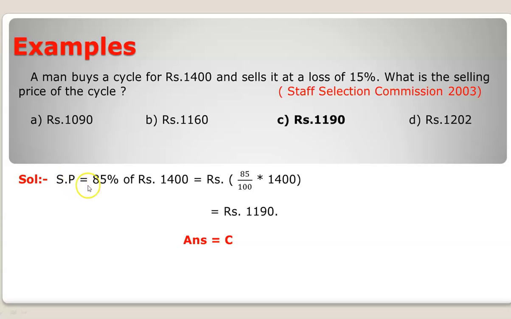So selling price equals, observe the question, a man buys a cycle for rupees 1400 and sells it at a loss of 15%. So 15% loss for the rupees 1400. That's why selling price equals 85% of rupees 1400, which equals 85 upon 100. So 85 is the rate percent, the numerator. So 85 upon 100 into 1400 equals, calculating this term, 1190 rupees. So option C is the correct answer.